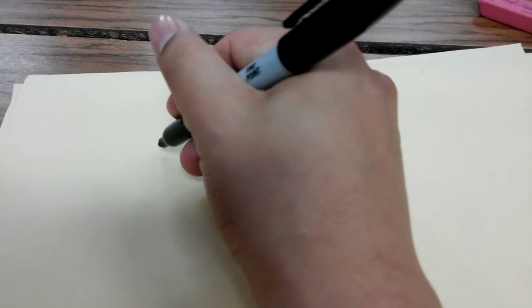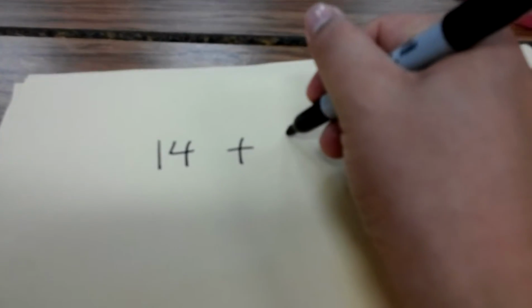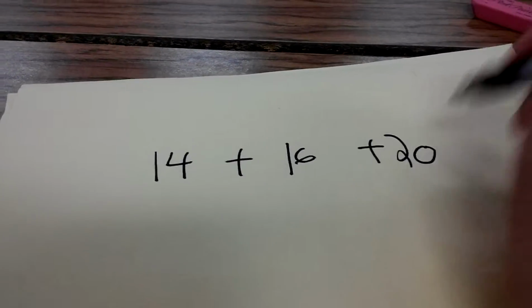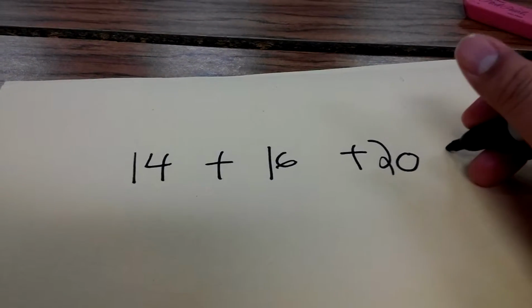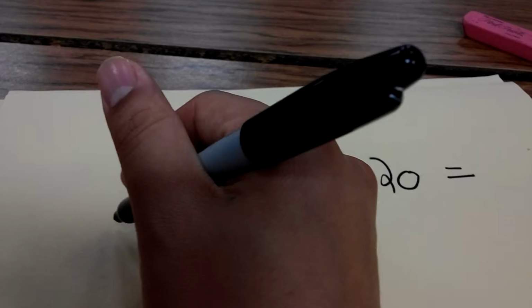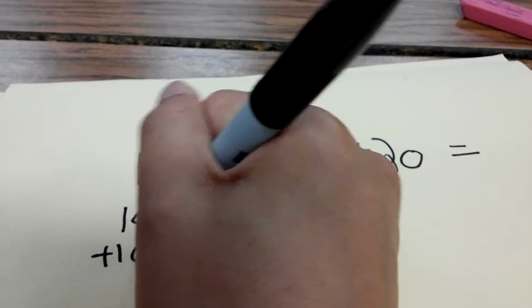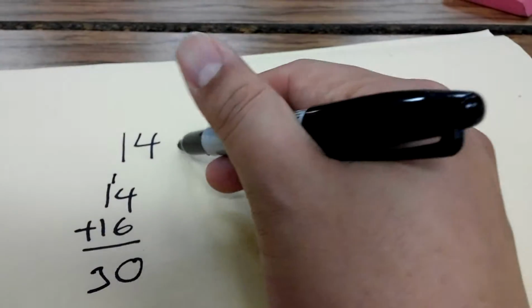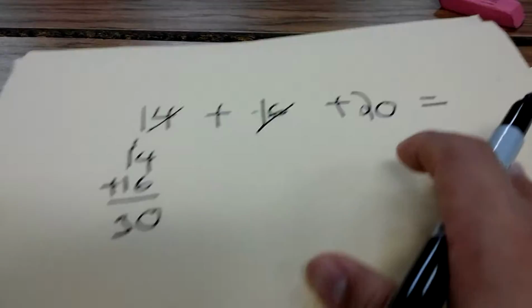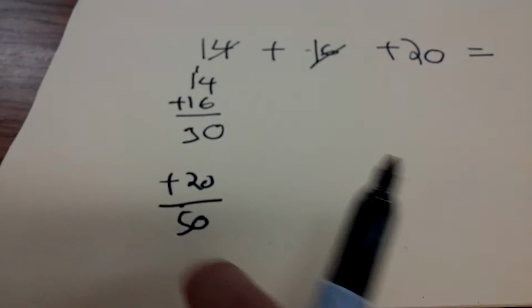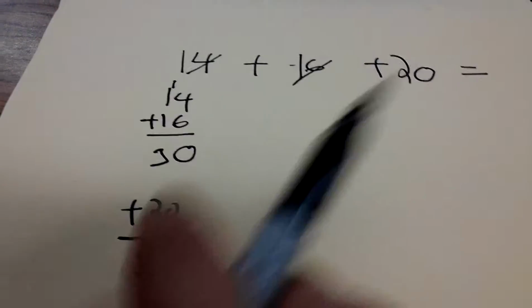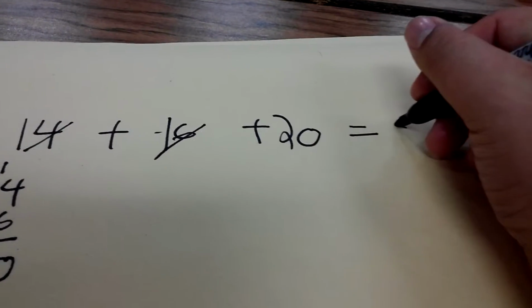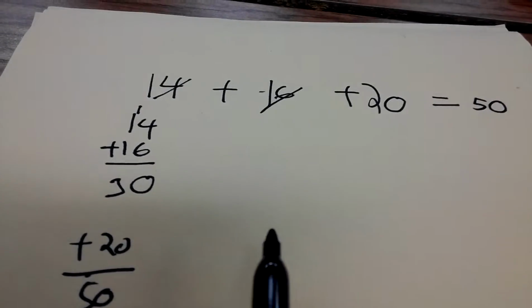If I have these numbers, 14 plus 16 plus 20, what does that equal? Well, I know that 14 plus 16, I'm going to do it up and down over here. So 0, carry the 1 over, that's 3. So I added the 14 and I added the 16. Now I need to add the 20. So plus 20, what does that equal? That equals 50. So 14 plus 16 plus 20 is equal to 50.